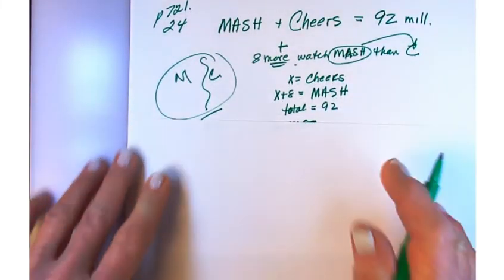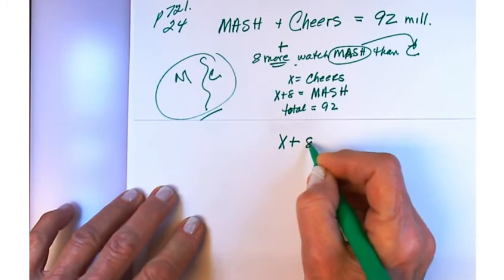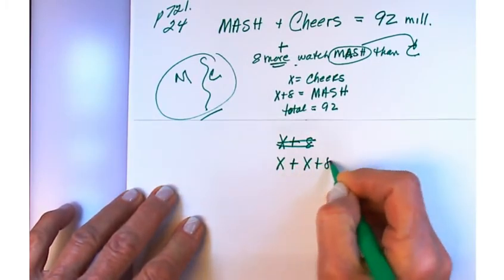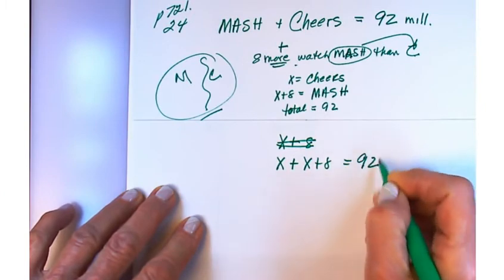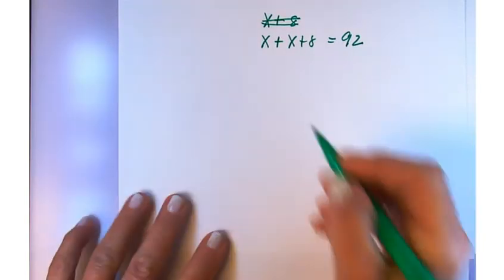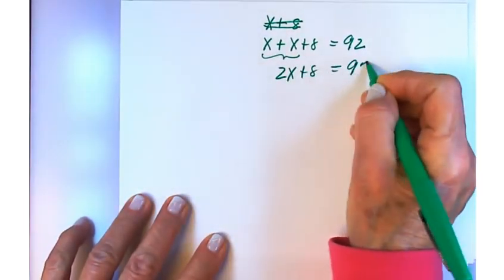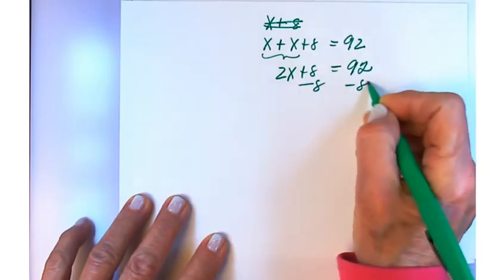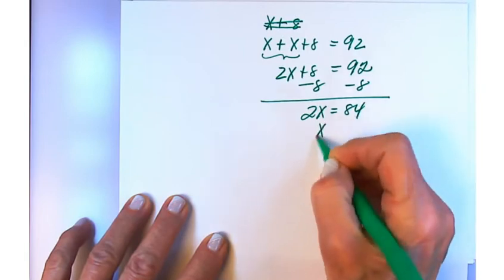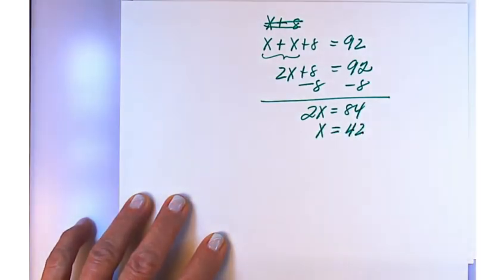So x plus 8 equals 92. Add your like quantities: 2x plus 8 is 92. Subtract 8: 2x is 84. And x is 42. I look to see what did I let x equal.